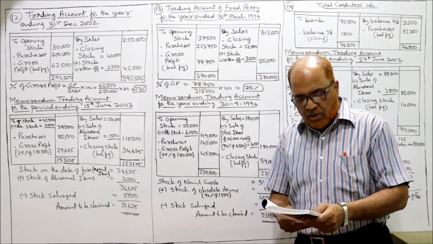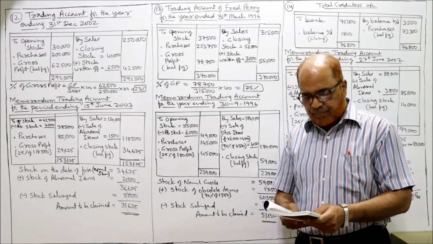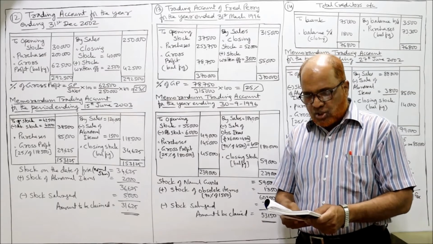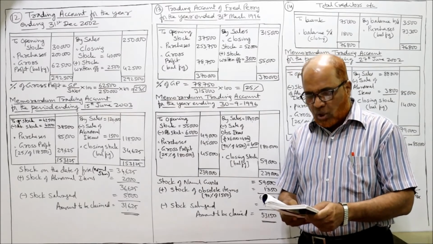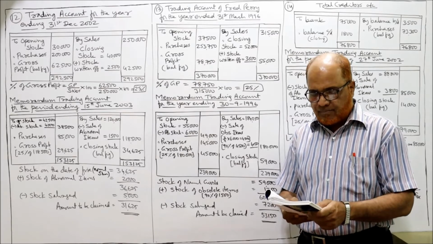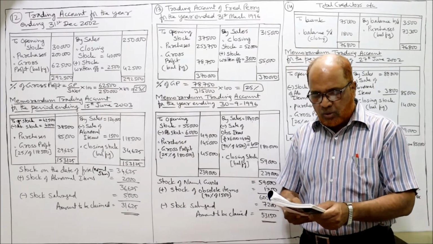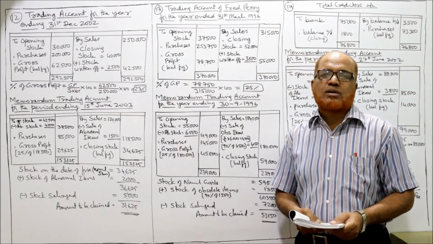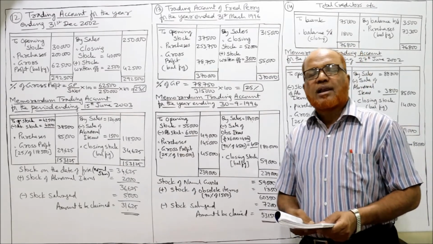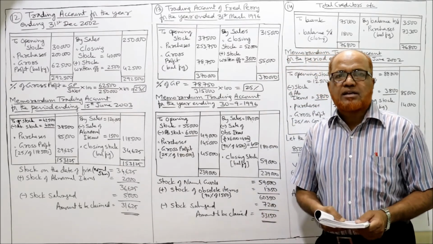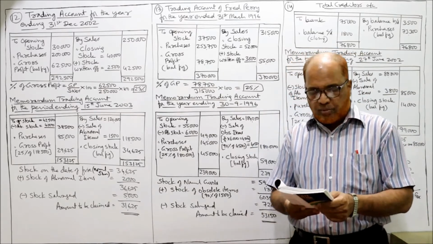See, on 30th September 1996, the stock of Fred Perry was lost in fire accident. From the available records, the following information is made available to you to enable you to prepare a statement of claim to the insurance company. So how much is the claim to be made from the insurance company? Some data is given. We will find out how much claim to be made.